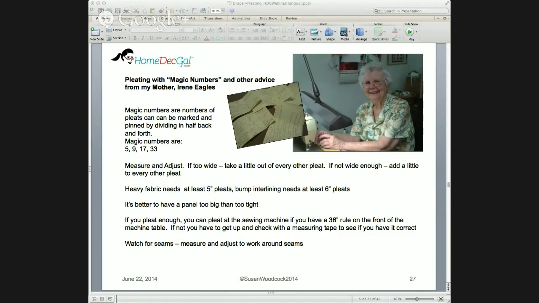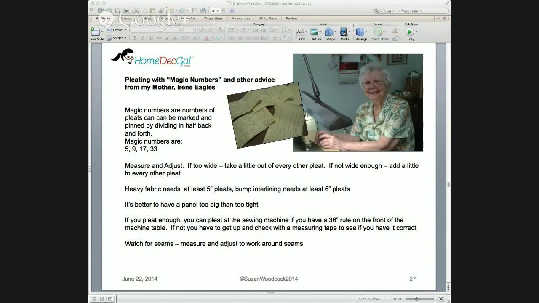And you even can start sewing your pleats that way. You can sew in the last 2 pleats, the center pleat, and then the pleat in the center of each one of those, and then pin some in and measure and go from there. So that's what a magic number is, and I'm going to show you some graphics for that as well.